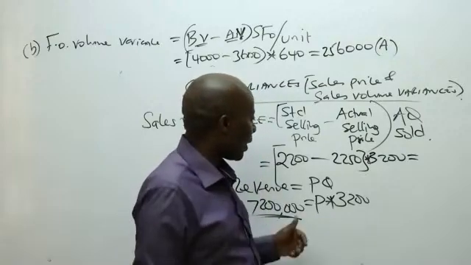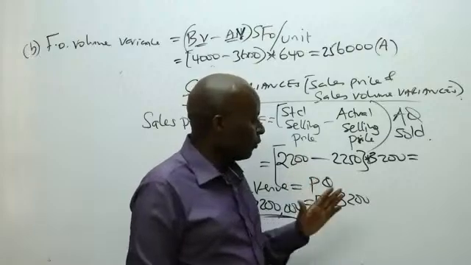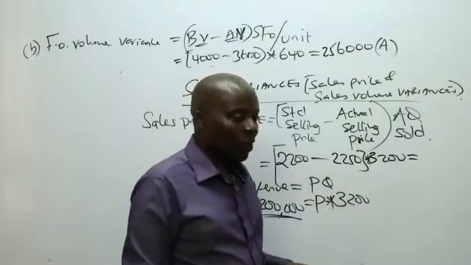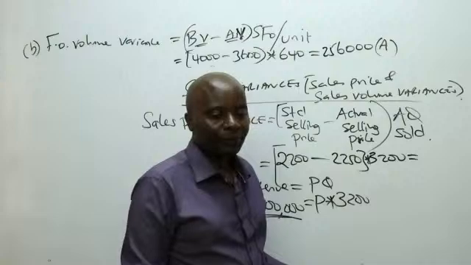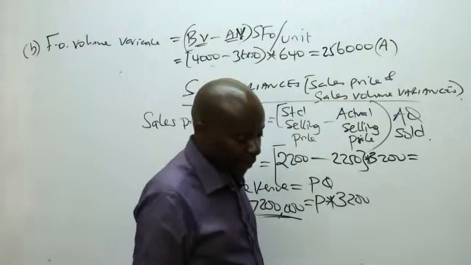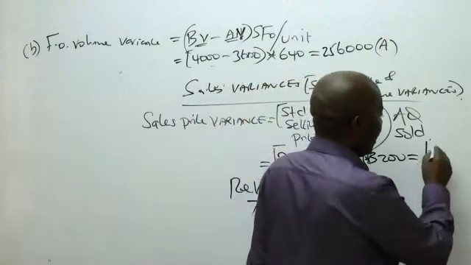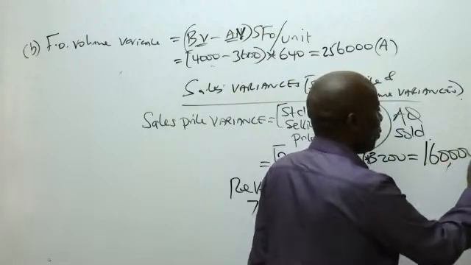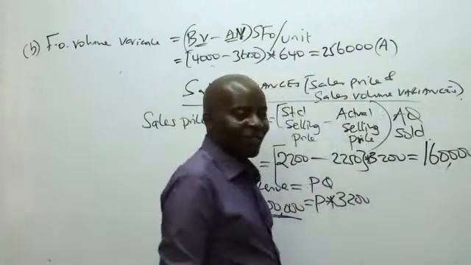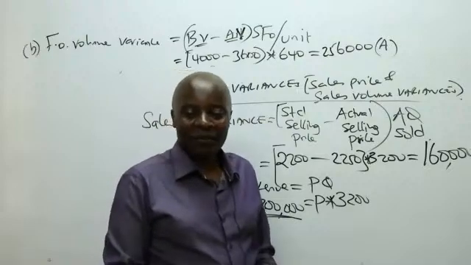So we have open brackets there, 2,200 minus 2,250 times 3,200. What do we have there? 160,000. Is it A or F? Majority are giving F.